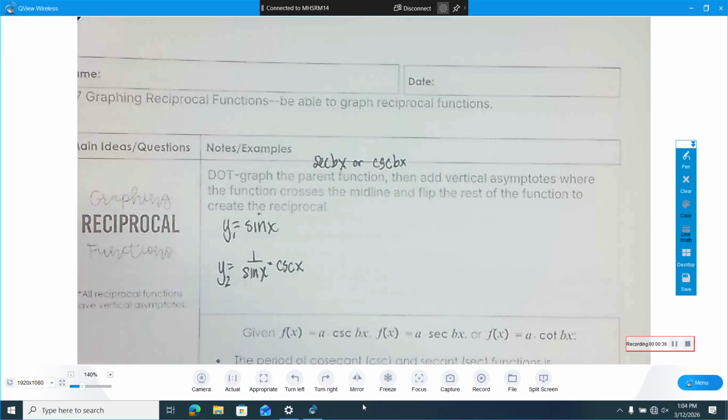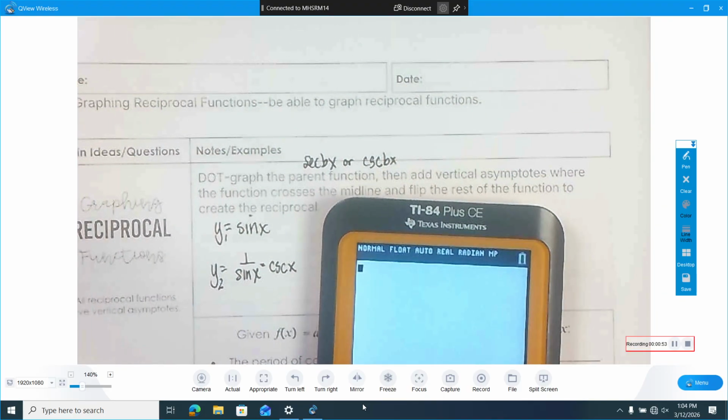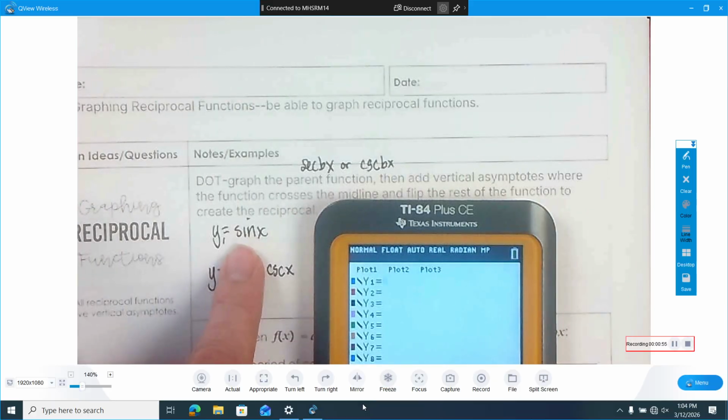Okay, so to graph reciprocal functions, they are obviously reciprocals, which is 1 over whatever. So if we want to graph cosecant of x, we actually have to graph 1 divided by the sine of x. So that would be the reciprocal. In your calculator, in y1, let's go ahead and graph the sine of x. And then in y2, we're going to graph 1 over the sine of x.